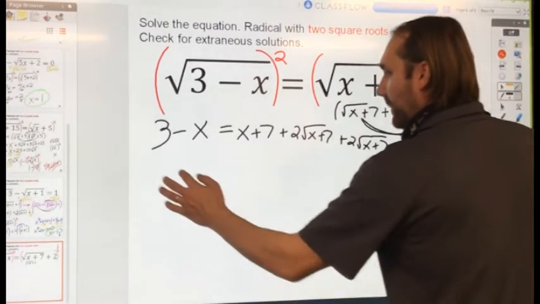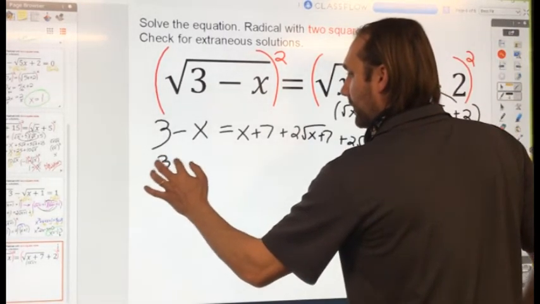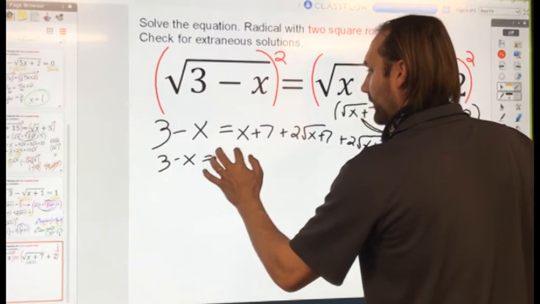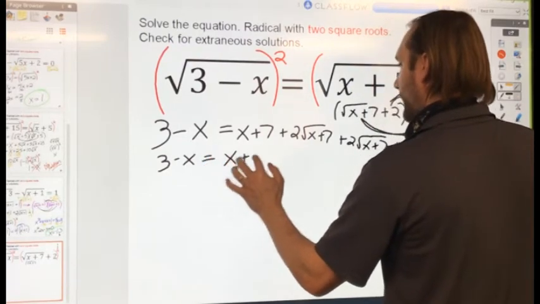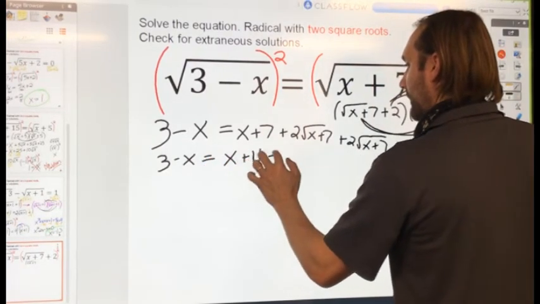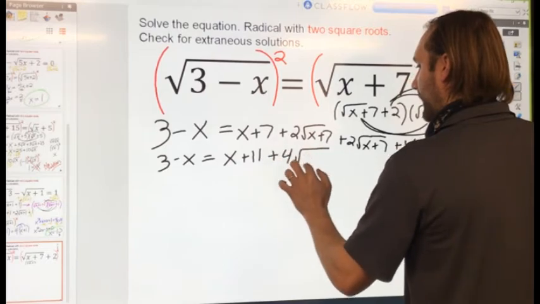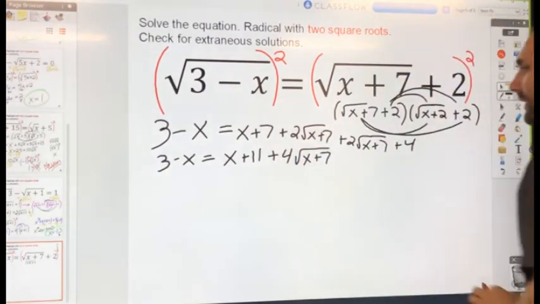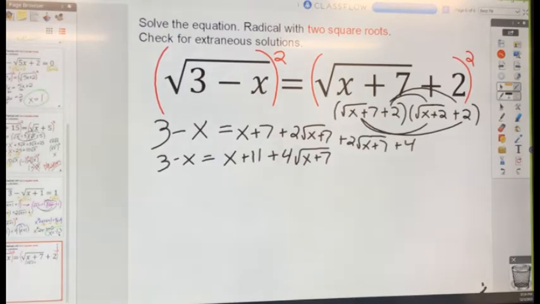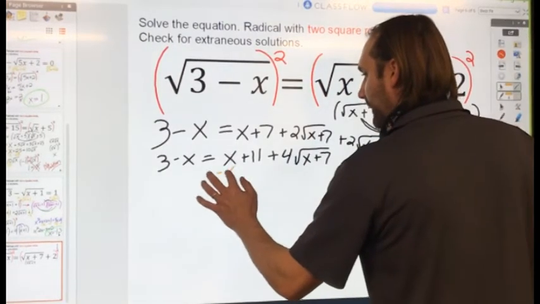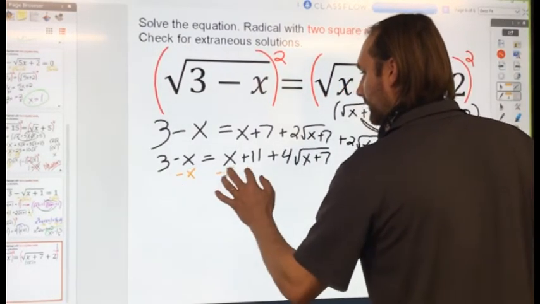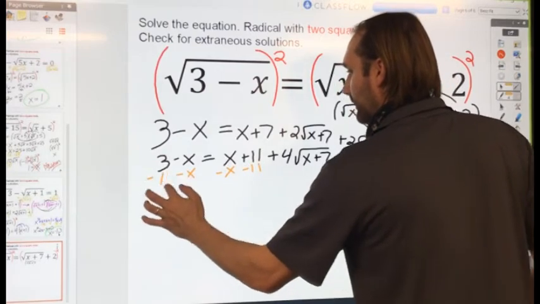Let's clean this up a bit and combine our like terms. 3 minus x equals x plus 11 plus 4 square roots of x plus 7. Who got this far? Let's isolate our radical so we get it by itself. So subtract x on both sides. Subtract 11 on both sides.